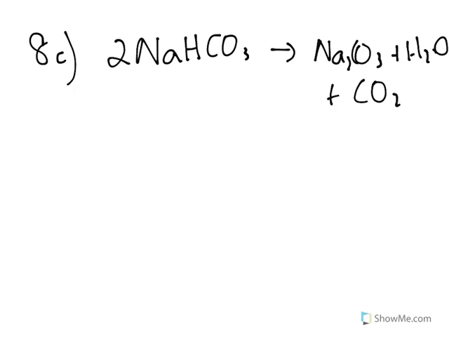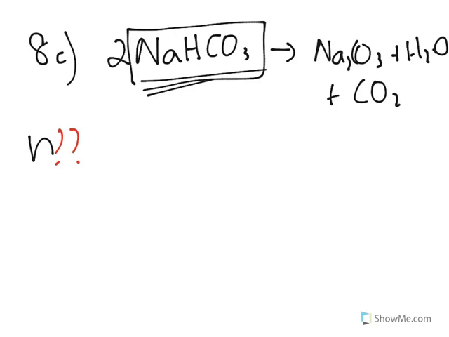Okay, question 8c says that sodium carbonate can also be formed in another way, by heating sodium hydrogen carbonate. They say that 4.2 grams of sodium hydrogen carbonate is heated until it's fully decomposed. Now they're asking you to calculate the amount in moles of sodium hydrogen carbonate used. So we don't know the amount in moles, that's the question, but we do know the mass of sodium hydrogen carbonate, which is 4.2 grams.